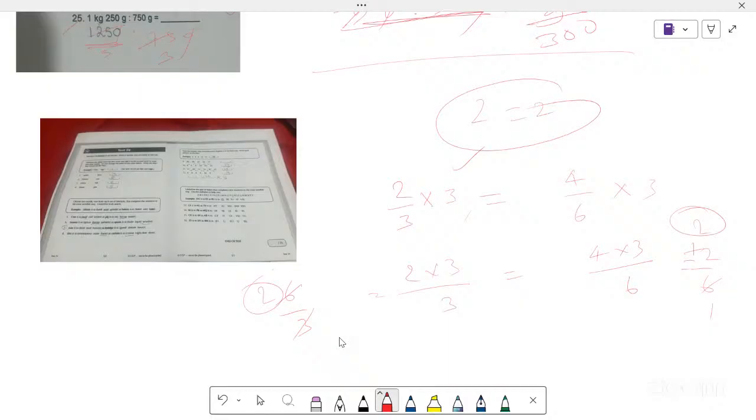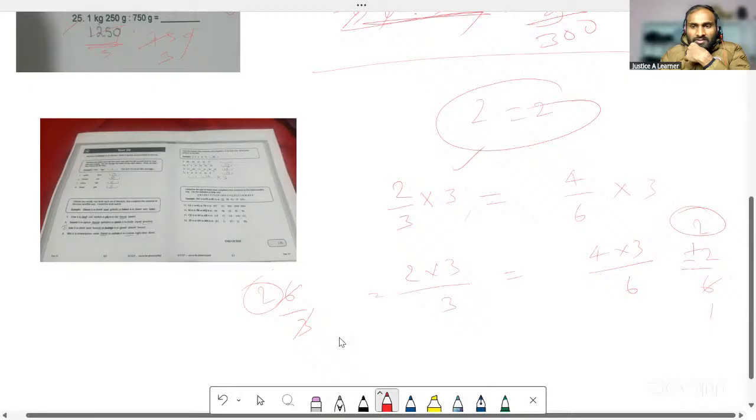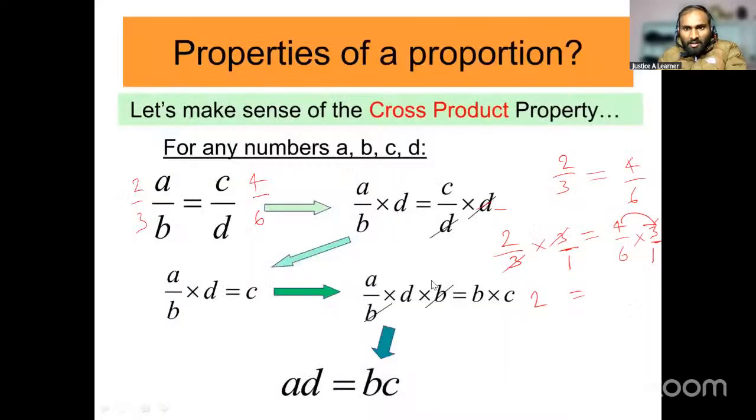This property I was just showing you: if you are multiplying with a number, that will be cancelled and there wouldn't be any effect on that number. So these are the two ways we have seen here. Either it can be divided, or it can be multiplied, and the number would not be affected. Let's understand more. No worry.